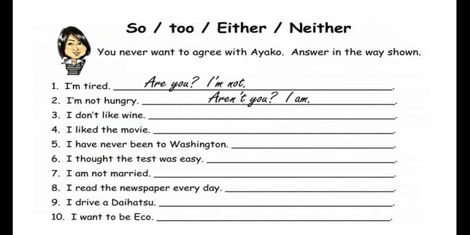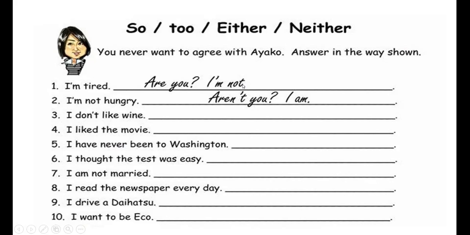Perdón, dice, you never want to agree with Ayako. Usted nunca quiere estar de acuerdo con Ayako. Answer in the way shown. Y conteste en la forma que se le muestra. Por ejemplo, dice, I'm tired. Are you? I'm not. Estoy cansada, dice usted. Y ella dice, ¿estás cansada? O are you? Como cuestionando, ¿verdad? Yo no, ¿verdad? Entonces, I'm not.